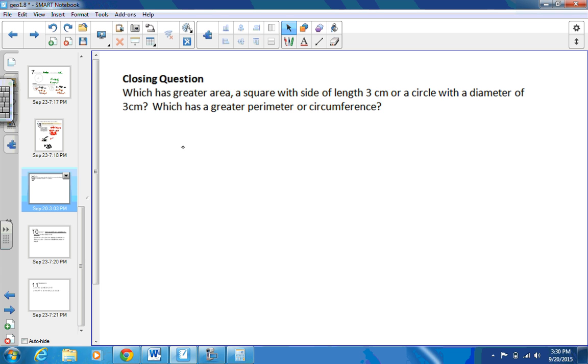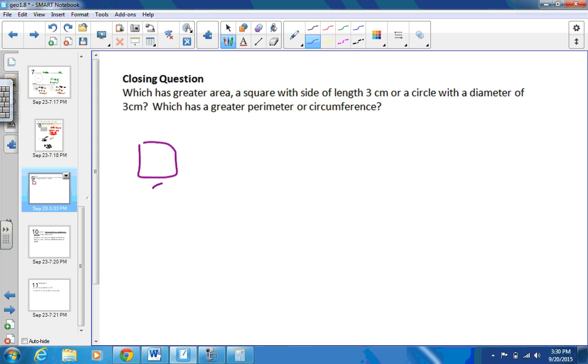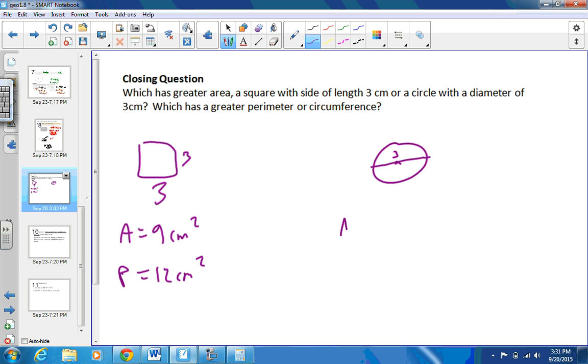Alright, best thing to do for me is just to draw the picture. 3 by 3. The area is 9 centimeters squared. Perimeter would be 3, 6, 9, 12 centimeters. Or a circle with a diameter of 3. So that whole thing is 3. So the area is 9 pi, it'd be 3 squared pi, and that's definitely greater.